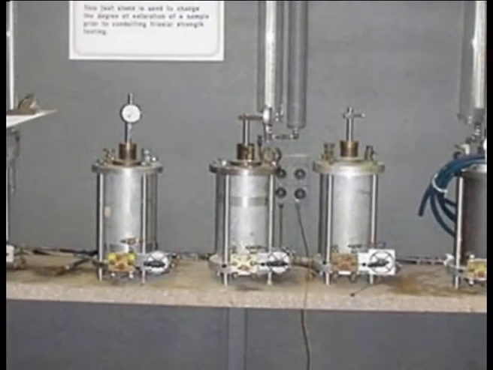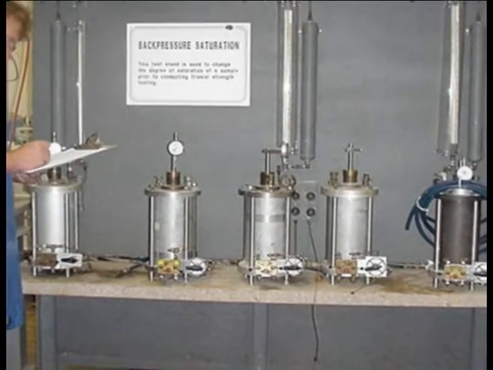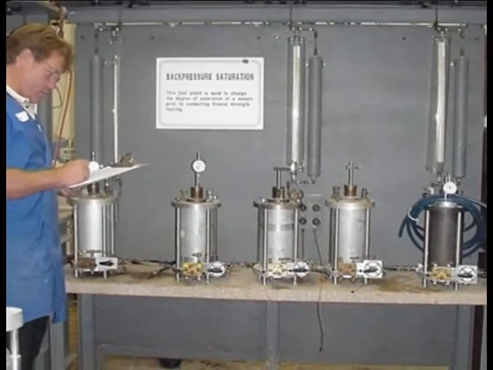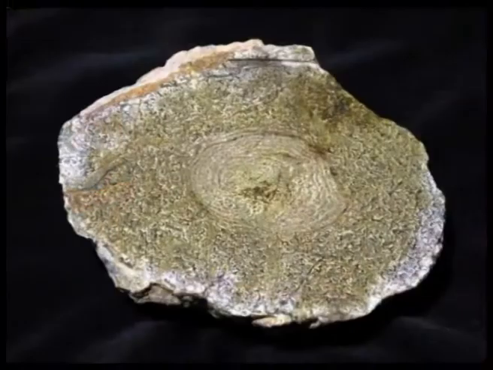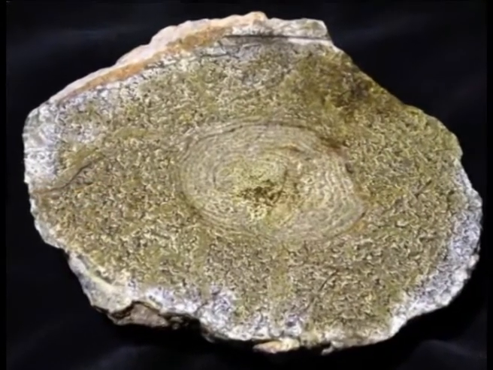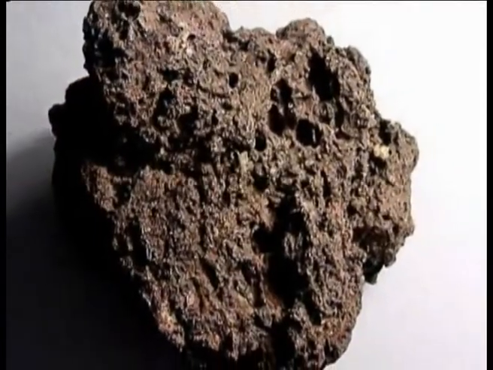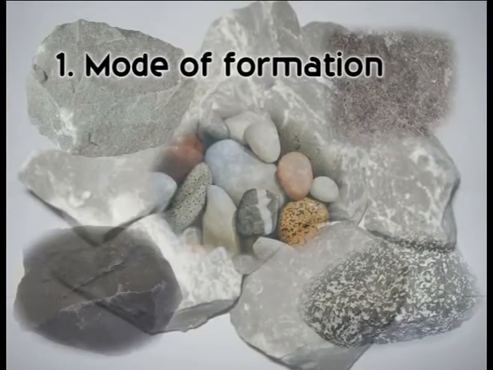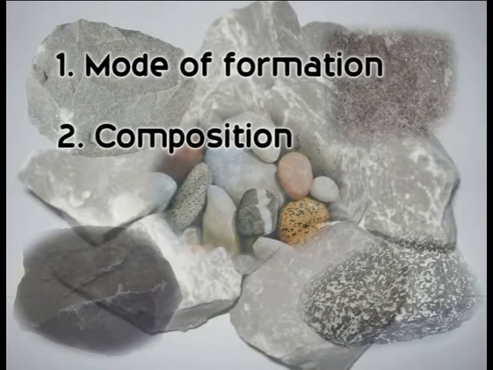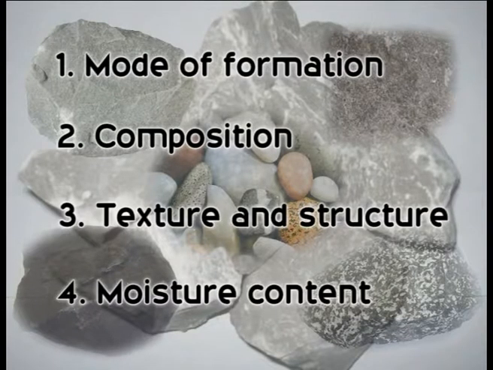When the compressive strength is tested by a method providing lateral support, as by keeping the specimen in a special cell filled with a liquid under pressure, the value obtained is called confined or triaxial compressive strength. The crushing strength of a rock depends on a number of factors such as its mode of formation, its composition, its texture and structures, and its moisture content.